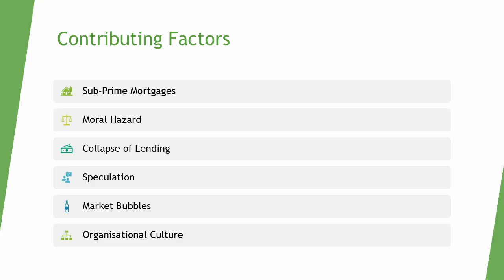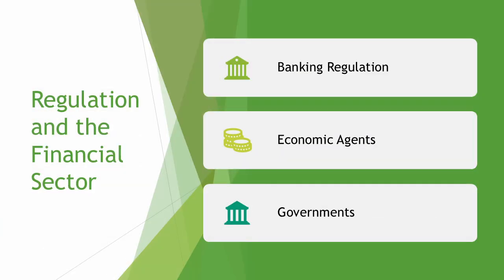The role of organizational culture contributed to the global financial crisis by promoting short-term profit-seeking and excessive risk-taking within financial institutions. The role of banking regulation during the global financial crisis was weak and insufficient, allowing risky practices to develop without effective oversight.